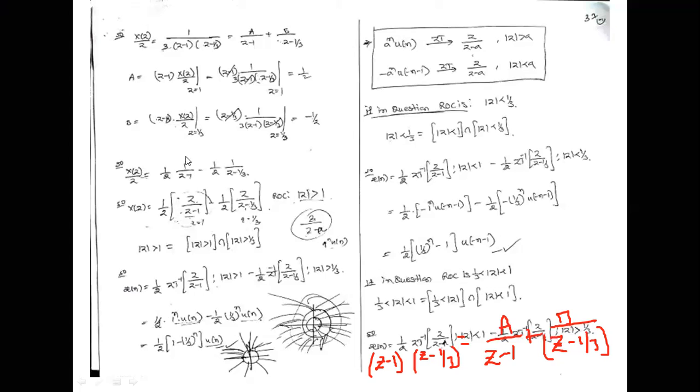So 1 by 2 into 1 by z minus 1. Take this x of z as a multiplication factor of z by z minus 1 and z by z minus 1 by 3, and convert into negative powers of z. Take z as common here. The first function becomes 1 by 1 minus z inverse.